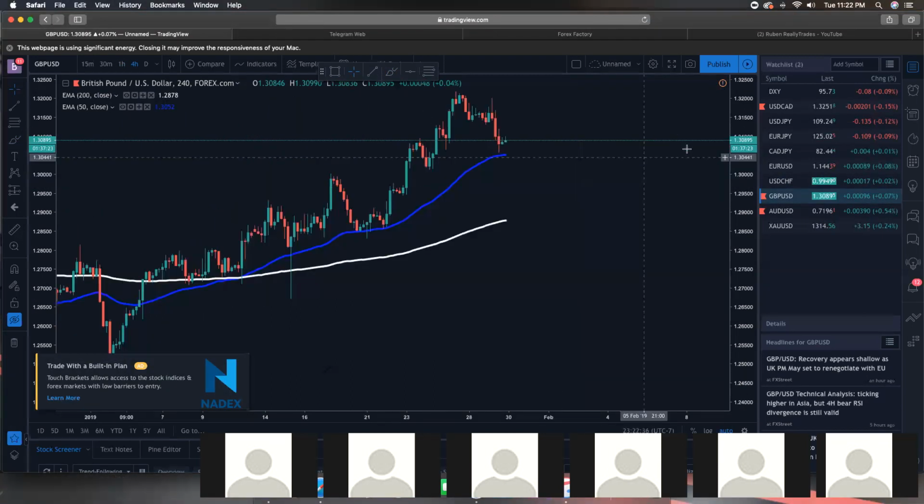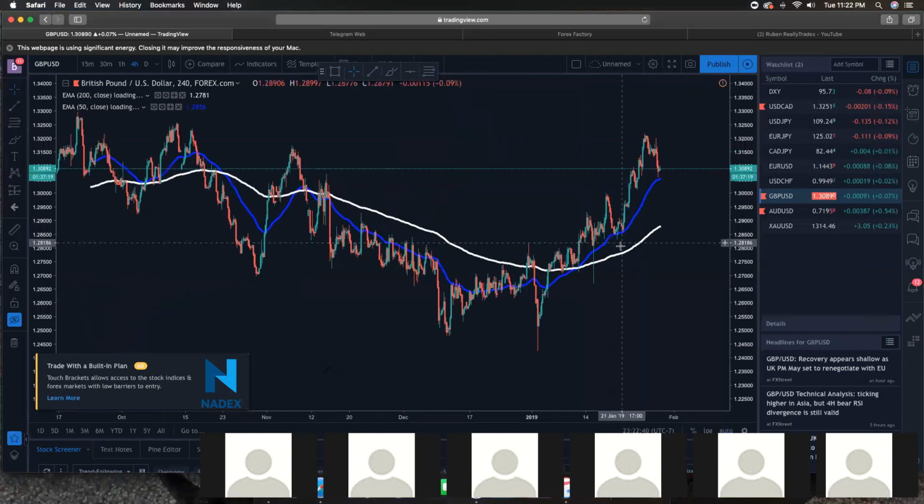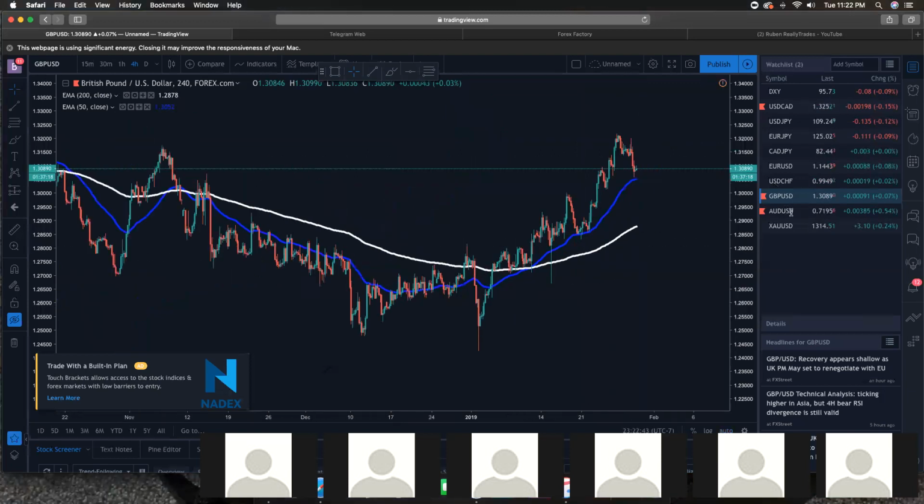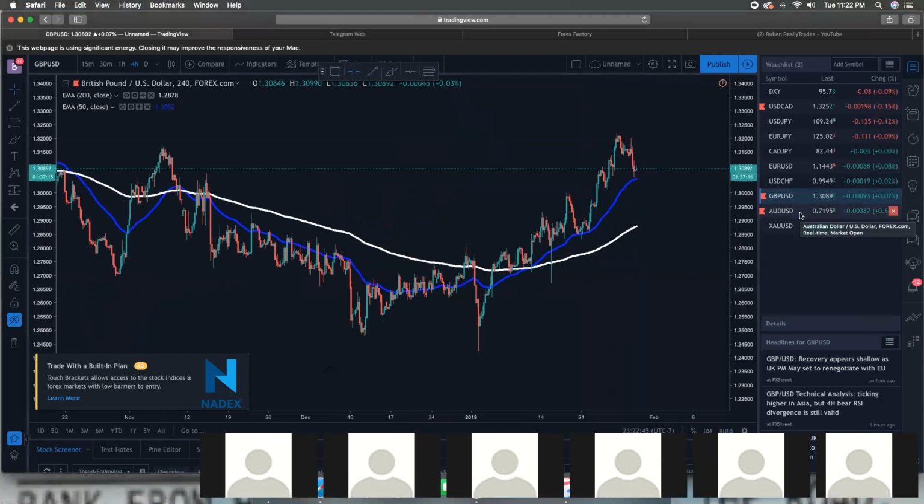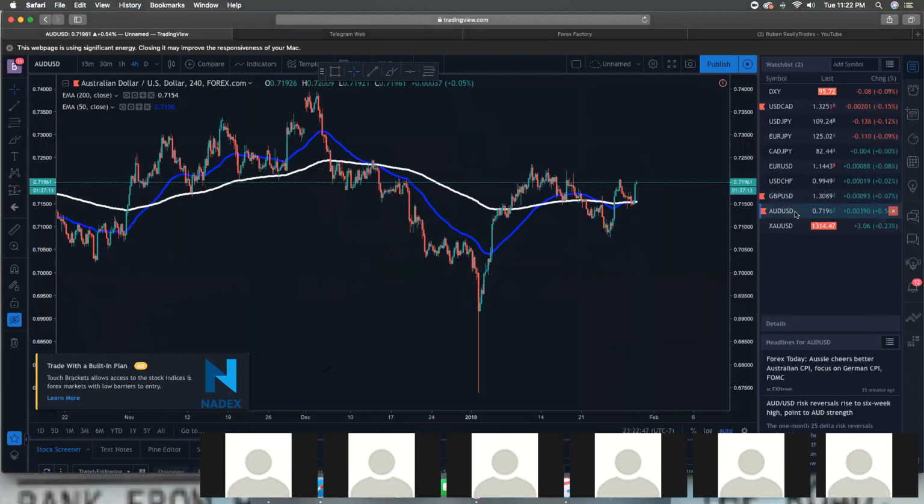Other than that, GBPUSD, I'm not really too sure about this pair. I let my boy FOREX Curry go over that setup for you guys. So that's that.